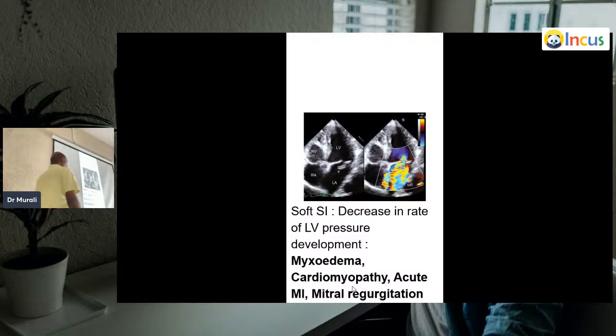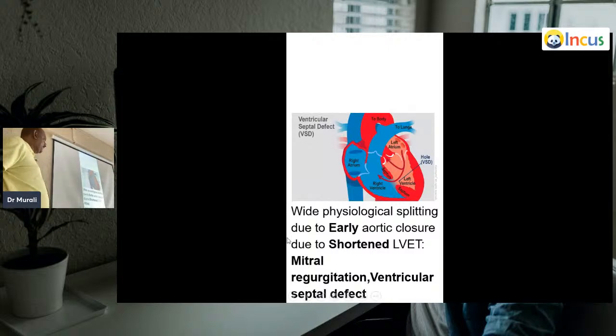Now, doctor, soft S1. Already we discussed this. Soft S1 is because of a decreased rate in the pressure crossover. The left ventricle has to build pressure more than the atrium for closure to happen. So, if that left ventricle pressure building is taking longer, then that leads to soft S1. That typically happens in mitral regurgitation. Just before we discussed. Yeah.